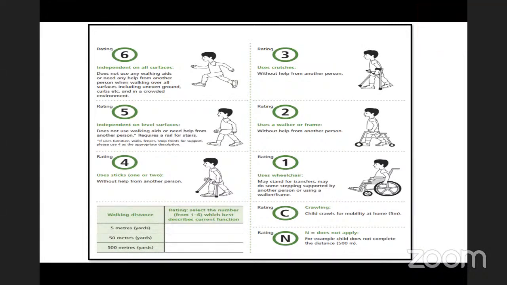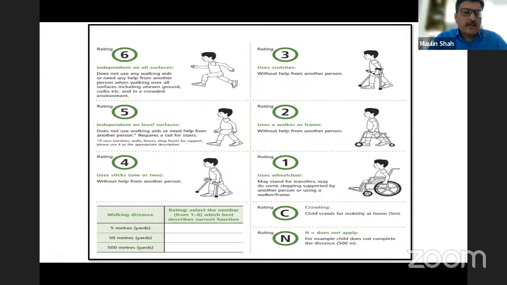So there are many centers where they give this form to the family before the surgery. The key thing is the family can themselves fill this form up and rate their child. And the same form is given once they come at 3 months follow-up or 6 months follow-up. So it's a quantification of improvement.